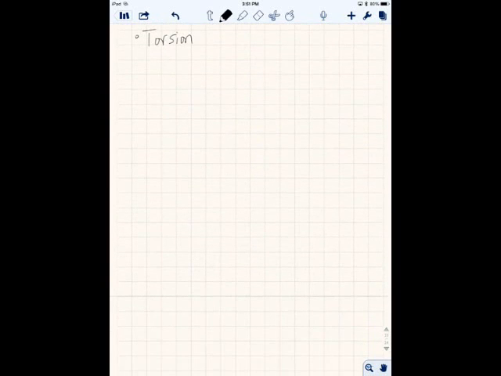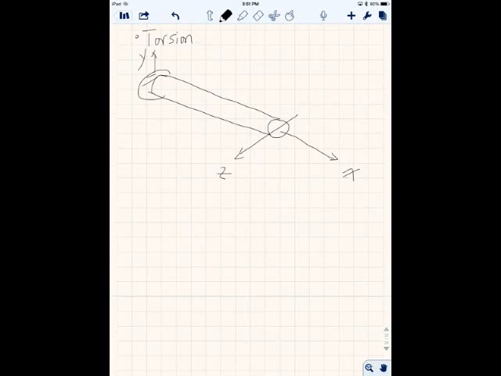All right. So, torsion. Fundamentals of torsion, just a quick review. It's when you have a beam that's fixed at one end, and you set up your coordinates like this: X, Z, and Y. For example, the end is fixed, and I'm trying to apply a pair of torques to twist it. The total length over here is L.